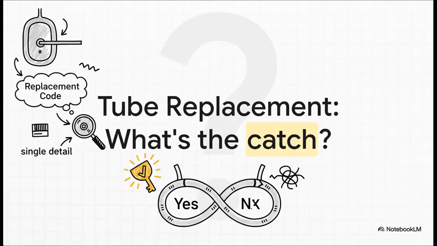Okay, so picture this. The doc replaces a GI tube. Easy peasy, right? Your first thought is just to find the code for replacement. But hold on, there's a catch, and it's a big one. There is literally one detail in that procedure note that decides everything. If you can spot it, you're absolutely golden.